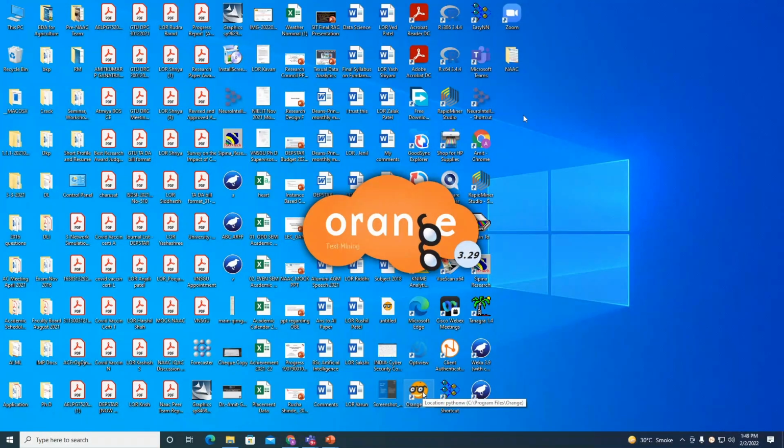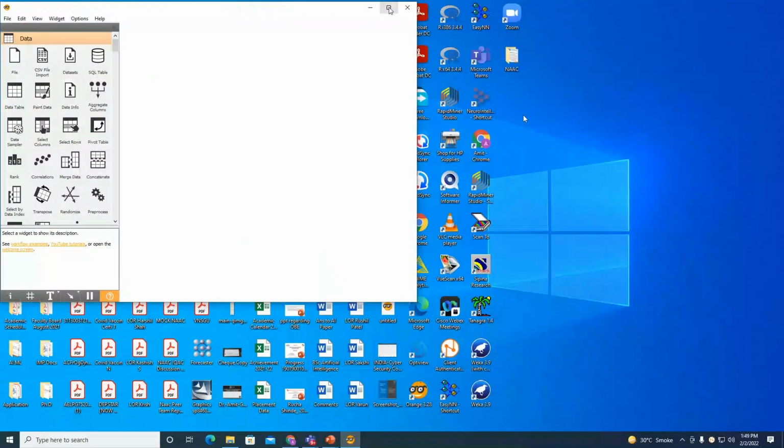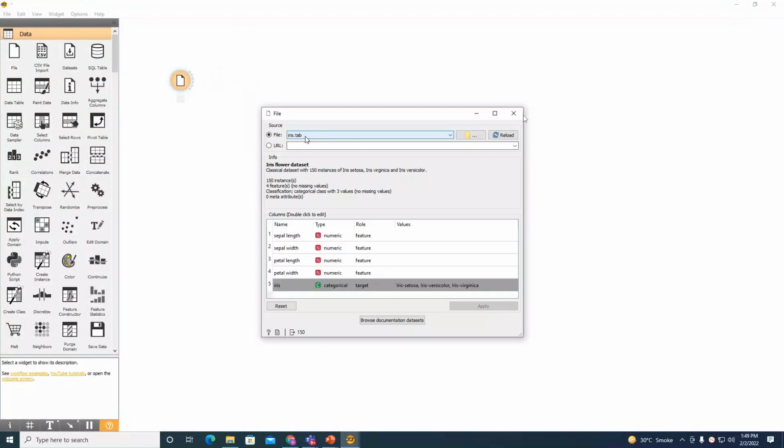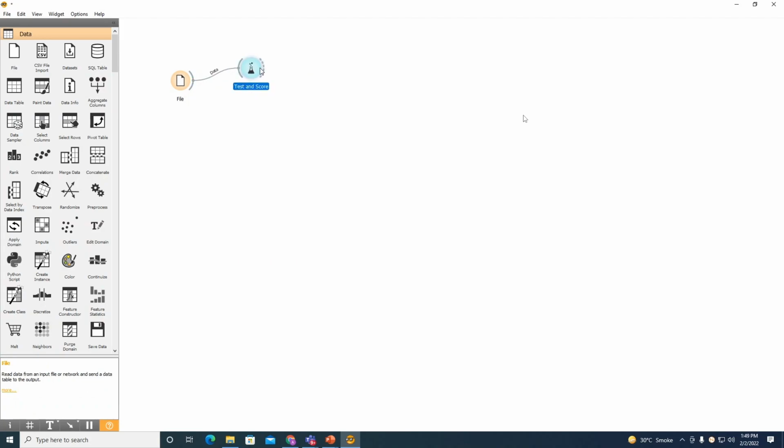Whether you have structured data or unstructured data, you have to justify which classifier is better for the problem at hand, for the data set you are dealing with. So I am taking one file right now, like iris.tab, and I am having Test and Score.